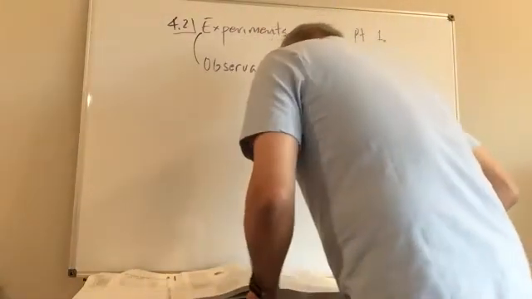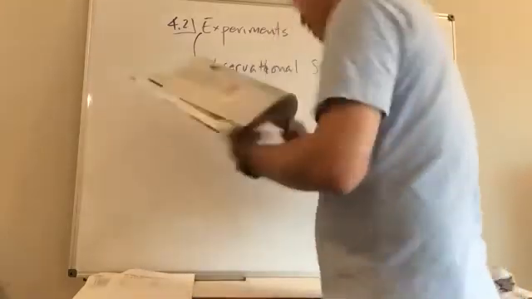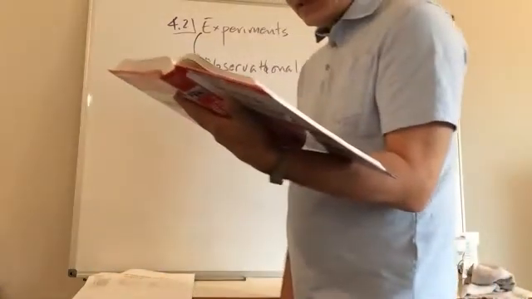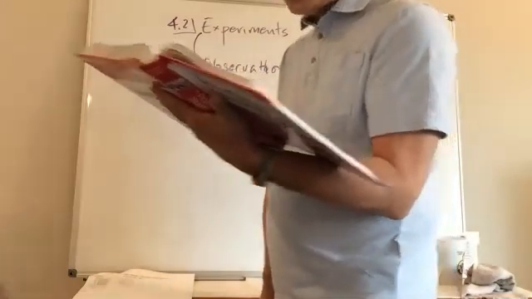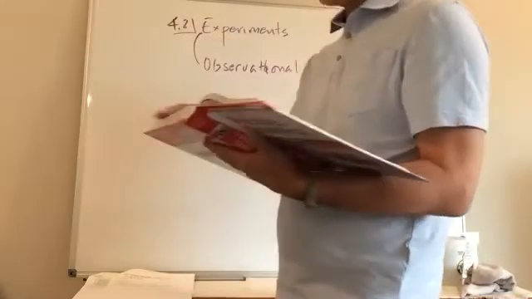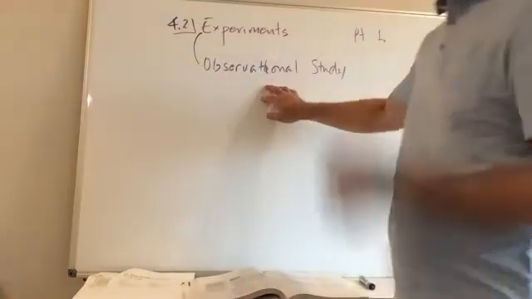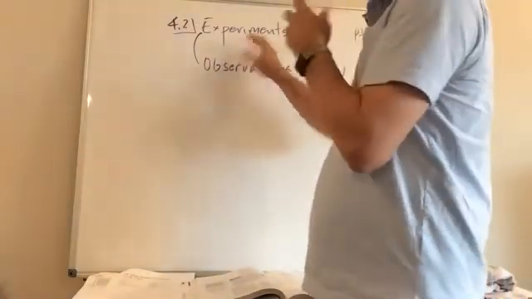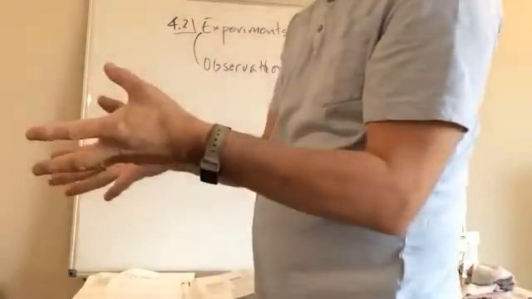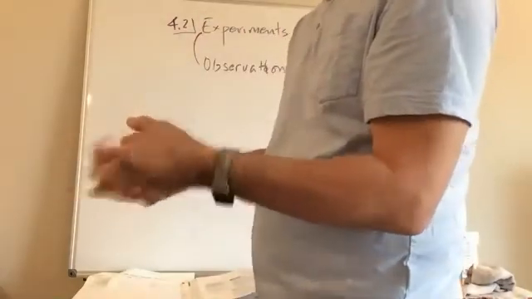Now, if you go down to the bottom of page 243, there's a definition of the experiment. An experiment deliberately imposes some treatment on individuals to measure their responses. So again, this is different from the observational study. In an experiment, you're actually imposing treatment. You're doing something to the individuals.